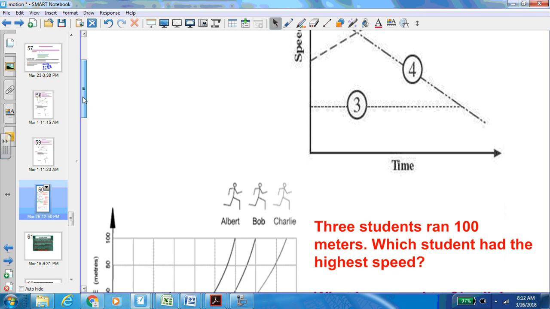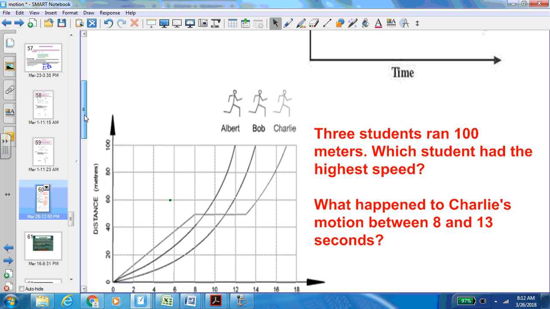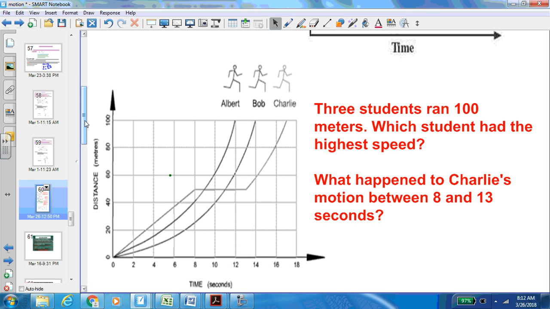Let's look at an example of a distance time graph, okay? It says 3 students ran 100 meters. Which student had the highest speed? Well, we could determine that by whoever's line is the steepest. And if you look here, it would be Albert. They all ran 100 meters, but Albert finished it in the shortest amount of time, and his line is also steeper on the graph. So you would say Albert had the highest speed.